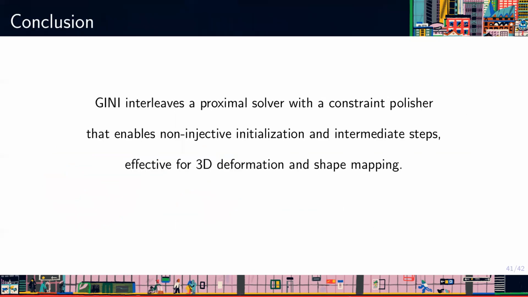So to wrap up, GINI interleaves a proximal optimization method with a constraint polisher, enabling both non-injective initialization and intermediate iterates. We have found this to be particularly effective for 3D deformation and shape mapping.